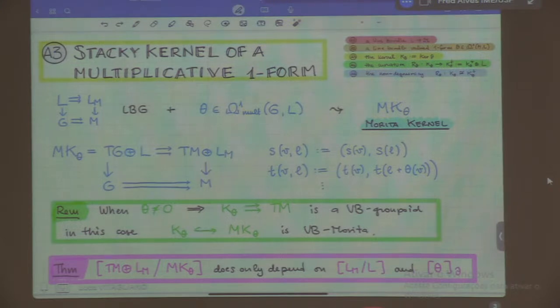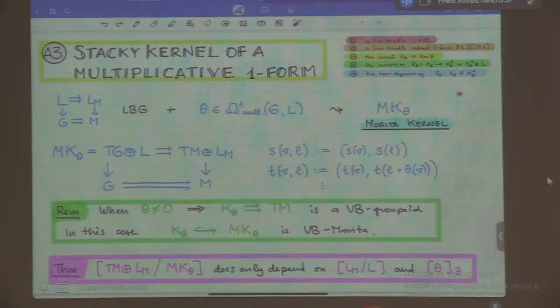But notice that while the honest kernel only exists when theta is non-zero, this exists for every multiplicative form, even if the one-form is zero somewhere. So while the kernel of the standard one-form might not exist as a vector bundle, the kernel of the stacky one-form does always exist as a VB stack. This is already interesting in itself, in my opinion.